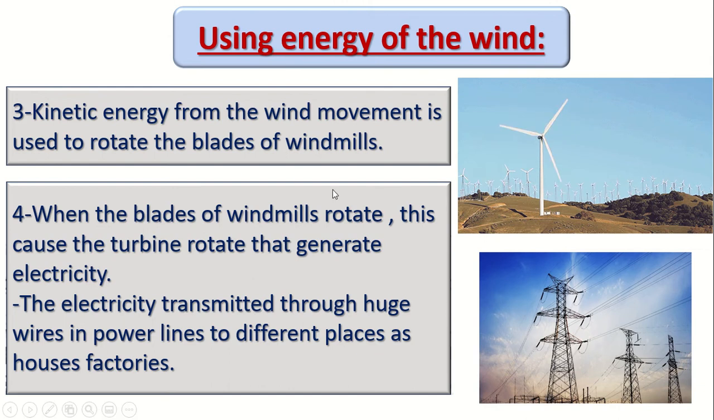After that, when the blade is moving, the turbine will move, so it will operate the generator, so it will generate electricity. Excellent. So the windmill is used to generate electricity. After that, the electricity will move through huge power lines to different places and reach your houses and all the factories.